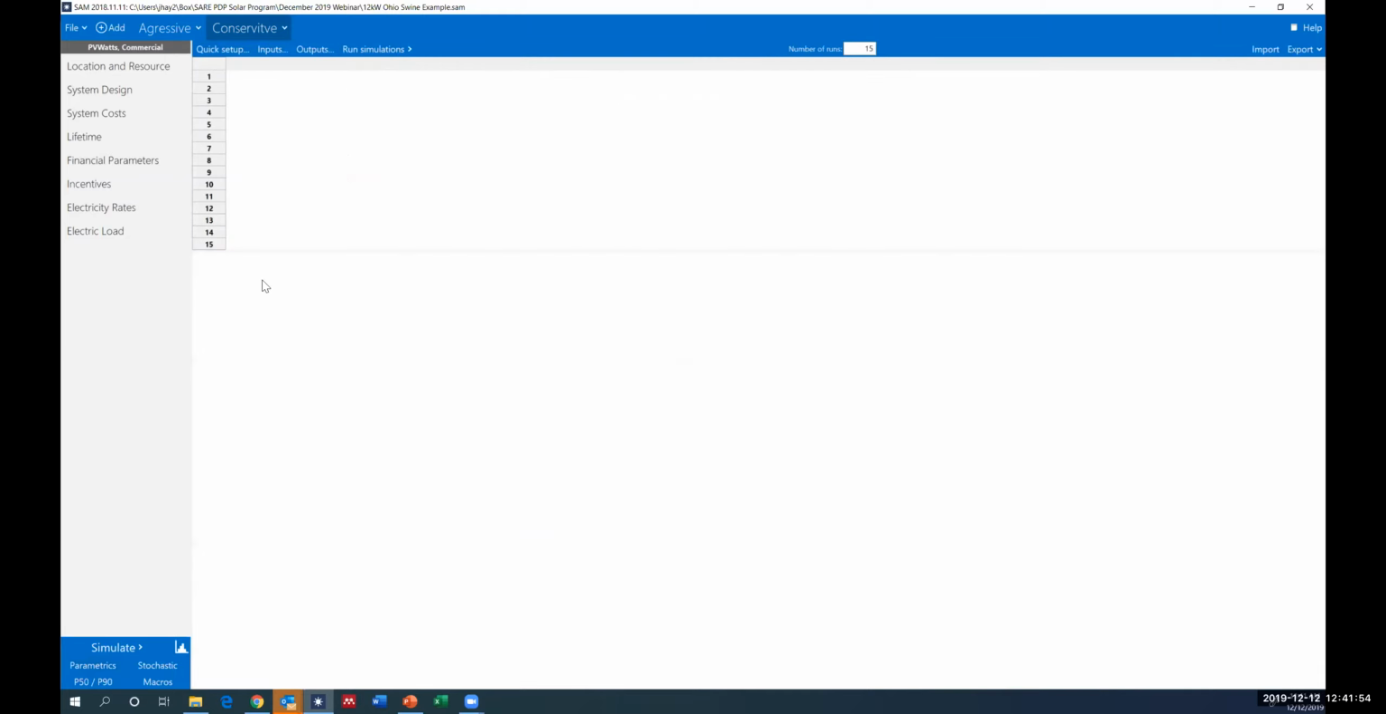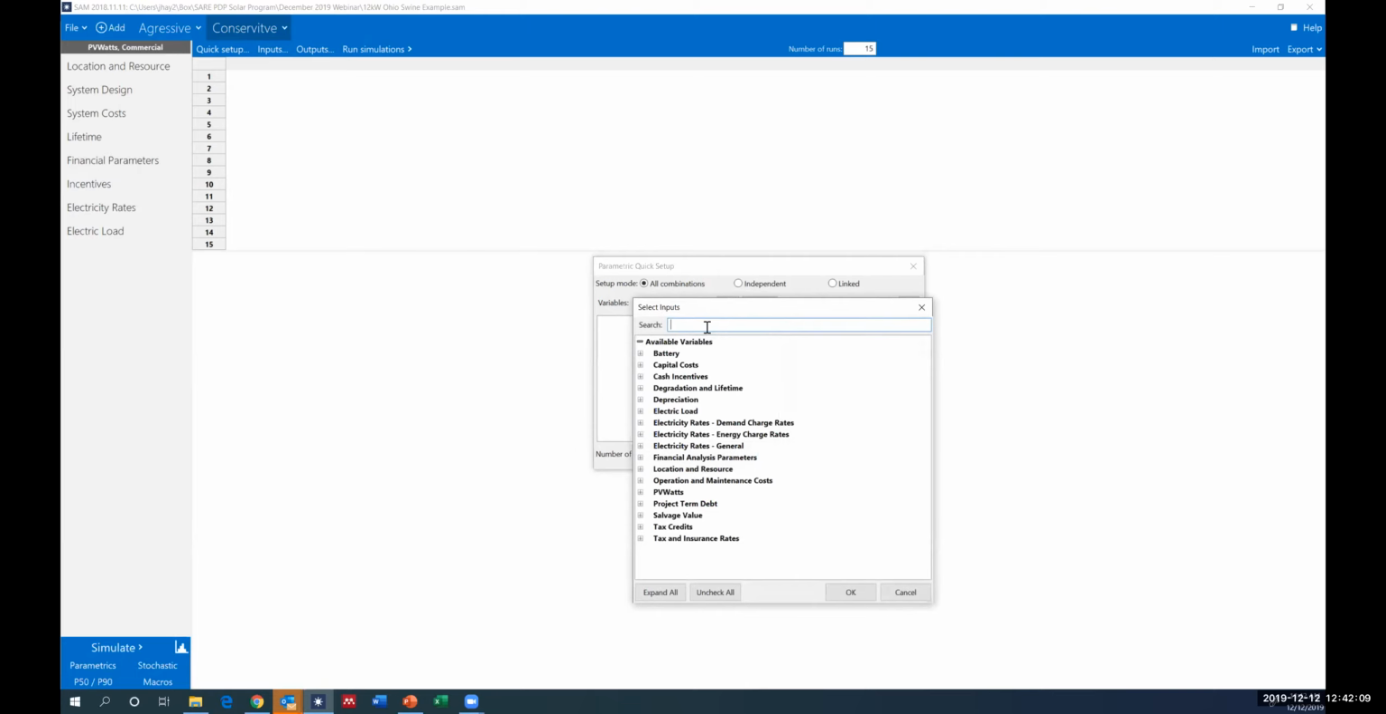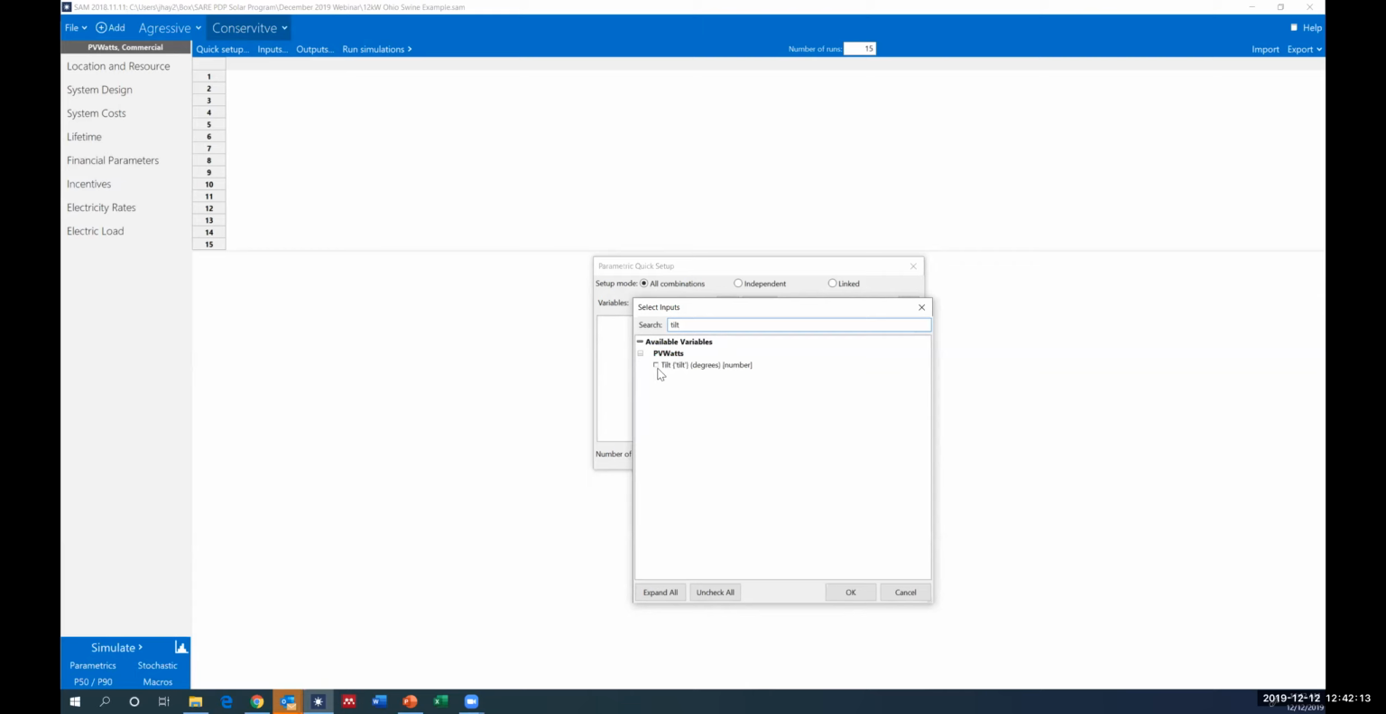So I'm going to hit parametrics, and I'm going to go to quick setup. And I'm going to clear this out. This is what it looks like when you start, it's going to be clear. So what I'm adding is my variables. I'm going to start with a simple variable of the tilt angle. And that is the angle that the solar panel array is tilted.